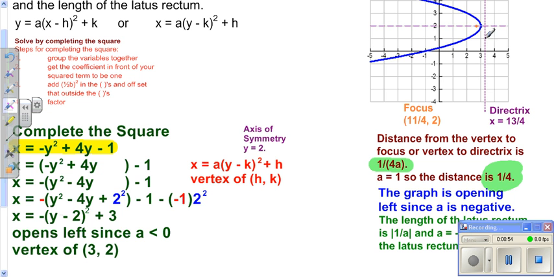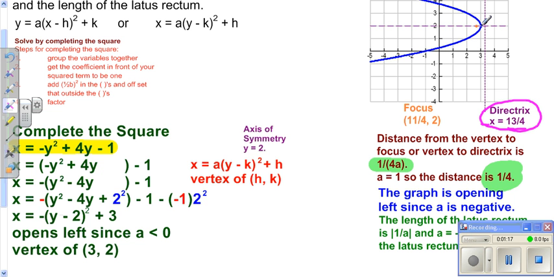So your directrix is 1/4 of a unit to the right. Well, you're already 3 units over for your vertex. You go 1/4 of a unit to the right, it'd be 3 3/4, or you could write it as an improper fraction and go 13/4. It's a vertical line, so it's x equals, so your directrix then is x equals 13/4.